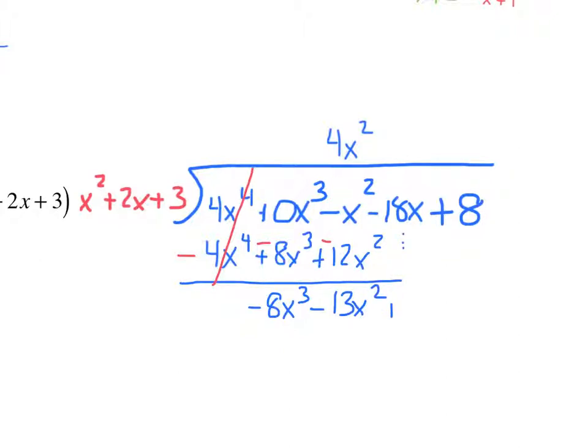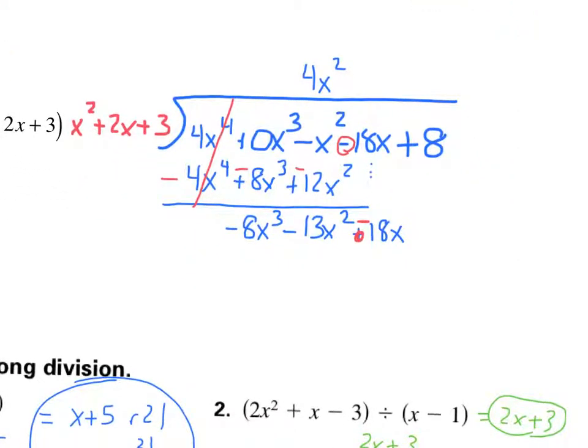And now I bring down the 18x. So let's make this change real quick. This one here should be a negative 18 because of this right there. Now we start again, and we ask ourselves the same question. What number or letter multiplies the x squared to give me this negative 8x cubed? And it has to be negative 8x. Now I distribute the negative 8x across, so I get negative 8x cubed minus 16x squared minus 24x.